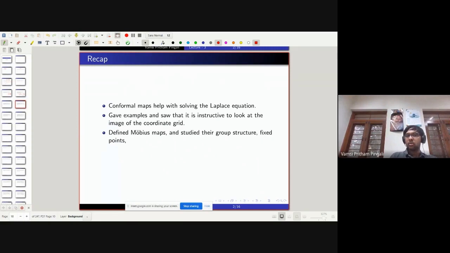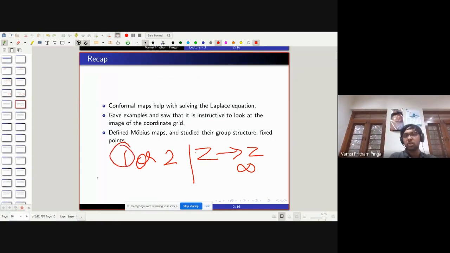We looked at the fixed points of Mobius maps. If the Mobius map is z goes to z, then there are infinitely many fixed points. In all other cases, you have exactly one or two fixed points. You have one fixed point in the case where z goes to z plus a and its conjugates. In all other cases, you have two fixed points.